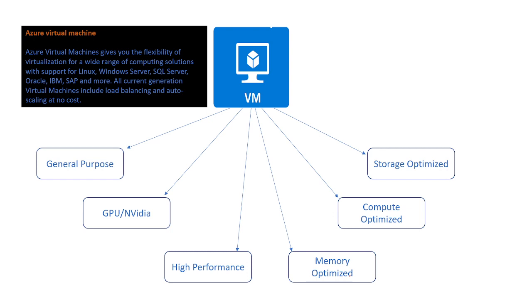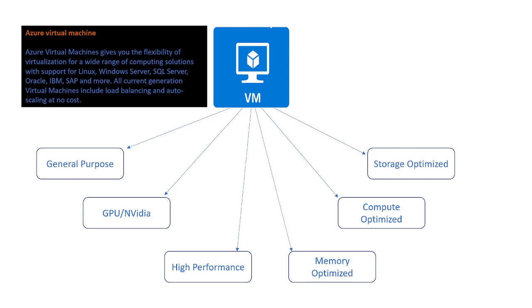If you want more performance, like 128 GB or 256 GB memory with too many processors, Microsoft has come up with a category called high performance, where you can increase both CPU and memory. Then memory optimized, where you need less processor but more memory. Memory means RAM. And compute optimized, where you need more CPU and less RAM. That is called compute optimized. And the last one is storage optimized.